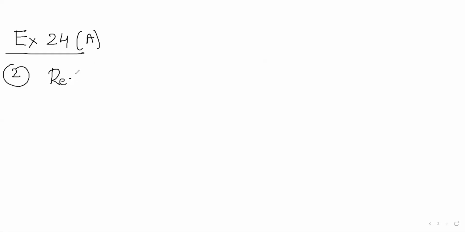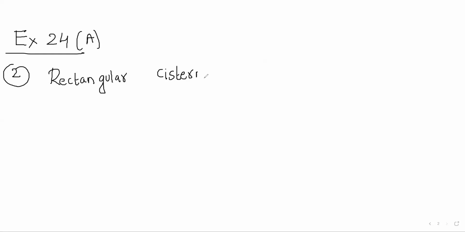So in exercise 24A, we are going to start with exercise 24A. When we look at question number 2, sum number 2, the question is: find the capacity of a rectangular cistern.